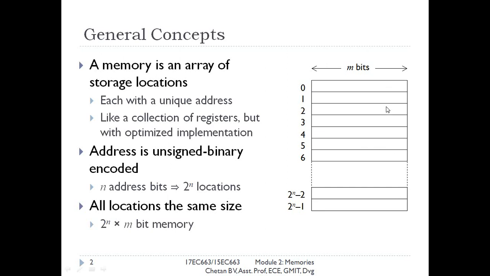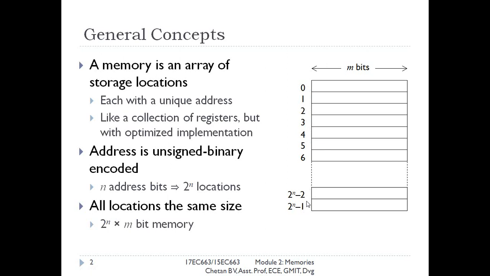This is a conceptual diagram of memory. As you can see, it is an array of storage locations or storage registers. Each location has m bits size. It means you can store an m bit data in each location. Each location is named by a number. For example, the first location is named by 0, second location is named by 1, and so on till 2 power n minus 1. So these names are nothing but unique addresses.